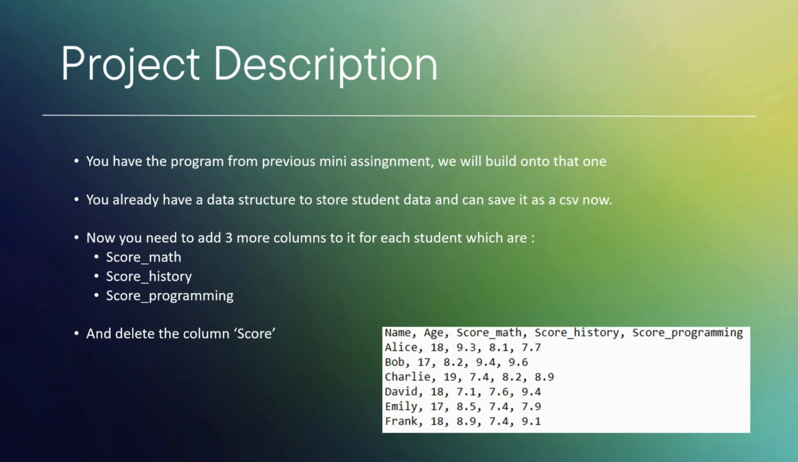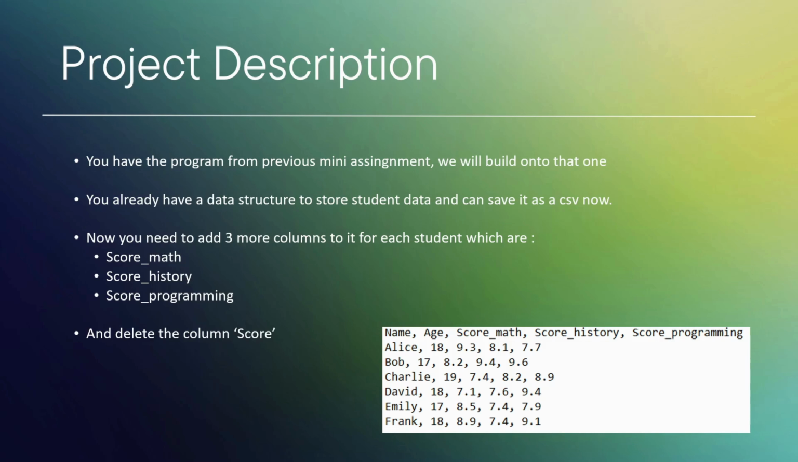So first, you already have a data structure to store the student data, and you can even save it now as a CSV. After the file handling, you should know how you can save it as a CSV. So what you need to do is that using the same sort of menu, you need to add three more columns for each student, and these are the columns: score math, score history, and score programming. So they have three subjects, and you can delete the column score.